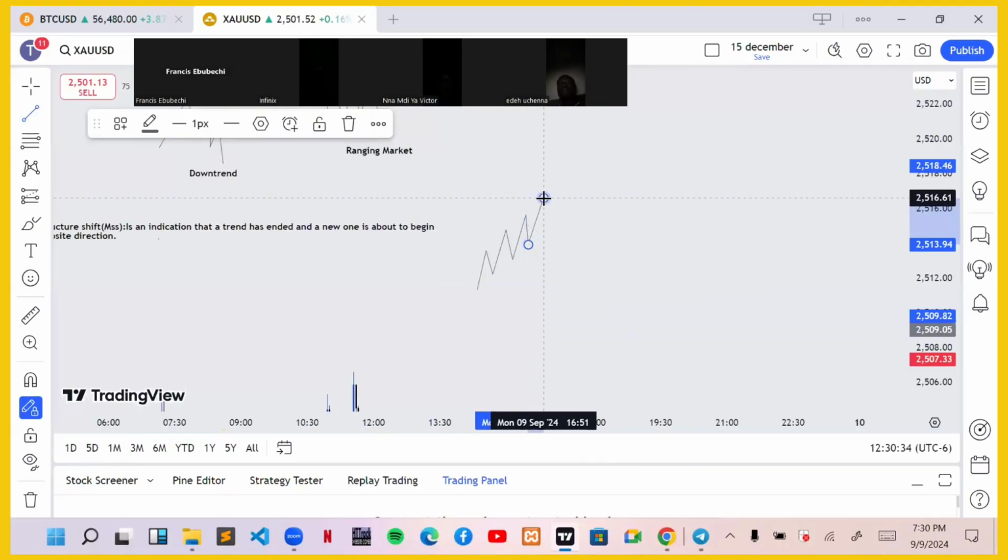And all of a sudden, the market did something like this: a lower low. What just happened is a market structure shift. That's when the current trend is ending and a new one is beginning in the opposite direction. So at this particular place where price made a lower low, you mark it out as your market structure shift. So that's MSS.